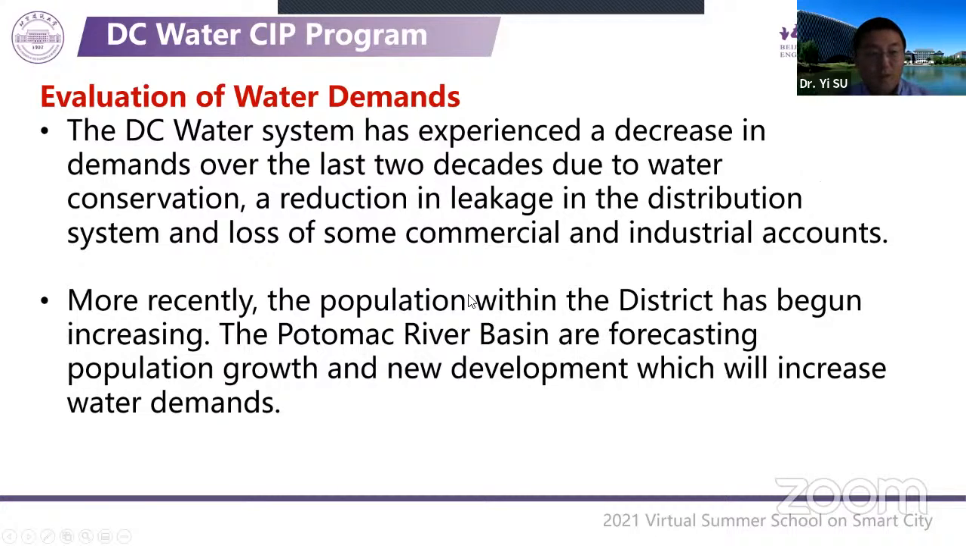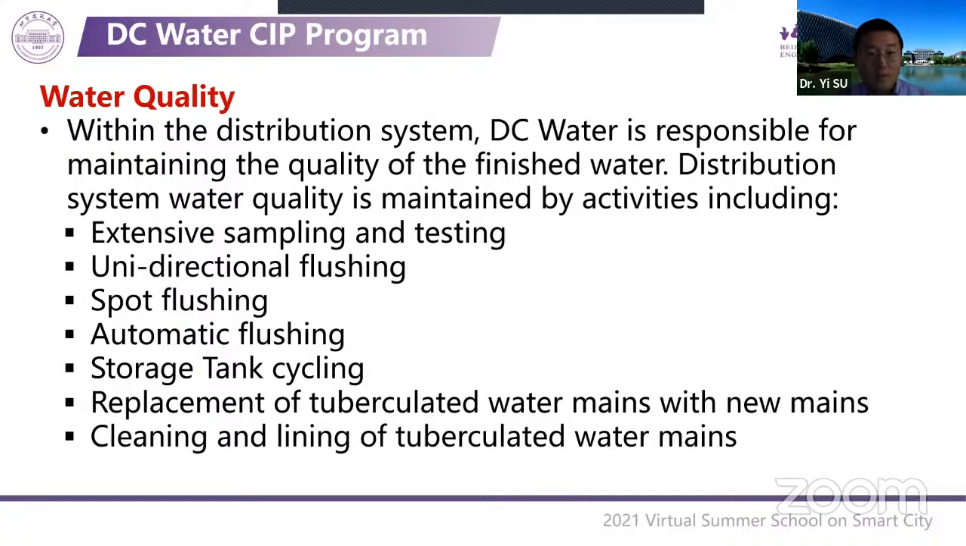So the DC Water system has experienced a decrease in demands over the last 2 decades due to water conservation, a reduction in leakage in the distribution system, and the loss of some commercial and industrial accounts. More recently, the population within the District has begun increasing. The Potomac River Basin is forecasting population growth and new development, which will increase the water demands. So there will be more demand for water. Water quality also needs to be considered.